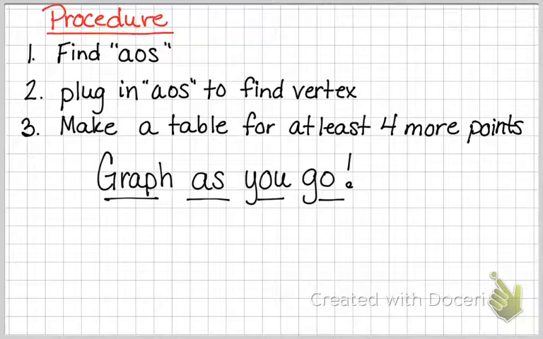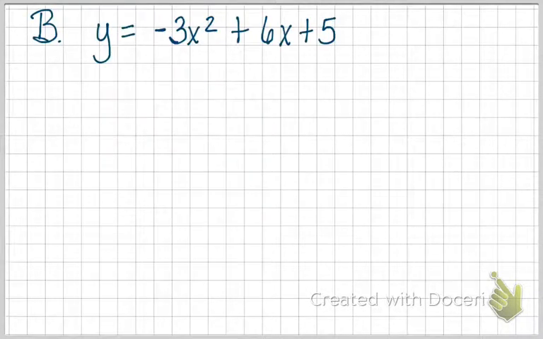All right, so now let's review the procedures. First, we find the axis of symmetry using our formula, negative b over 2a. Once we find the axis of symmetry, we plug that value of x back into our equation to find the vertex, which is always a coordinate. Then we make a table for at least 4 more points. You need to make sure you graph as you go. So I want you to try this one on your own: y equals negative 3x squared plus 6x plus 5.